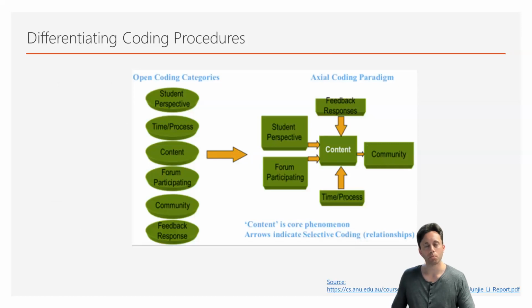To differentiate these pretty clearly, on the left-hand side, you can see here that open codes are simply categories that data fall into without showing the relationships between them. Whereas the axial coding paradigm really thinks about what are these categories, but also what are the interrelationships between and within those.